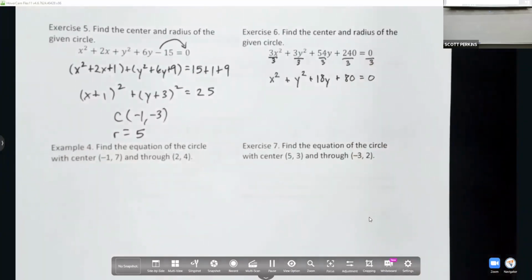So at this point, now you're going to just proceed like we did with the other problems. You group the x's, group the y's, complete the square, put it in the circle center radius form, and then tell me what the center and the radius are. Okay, so I'll give you another 90 seconds or so to work through that.